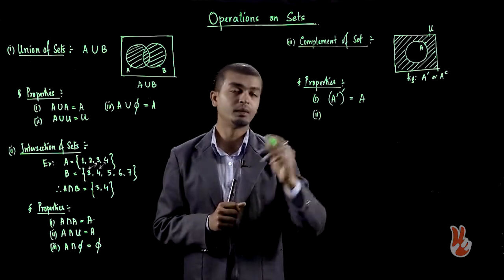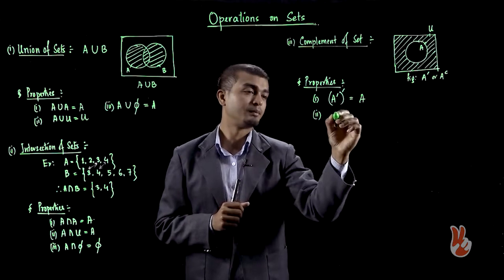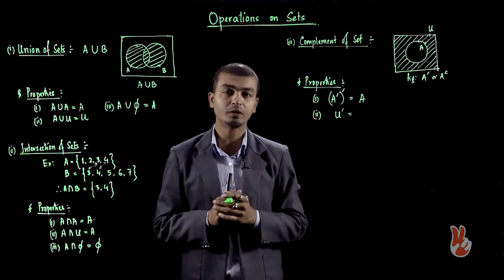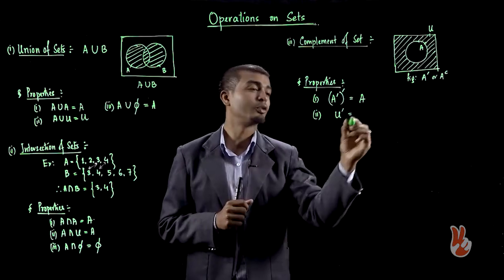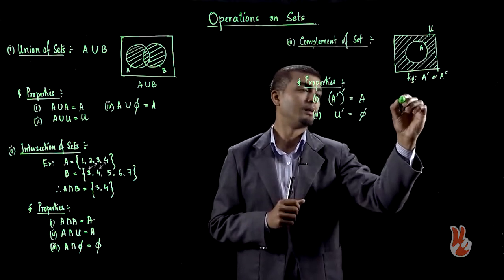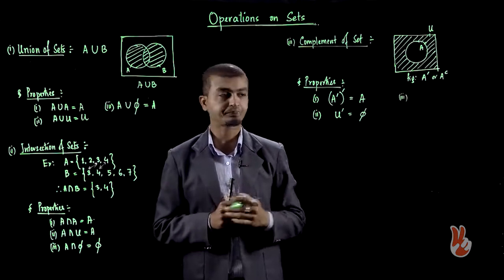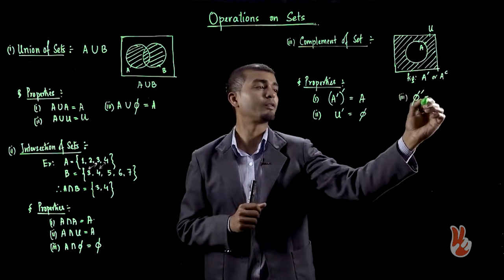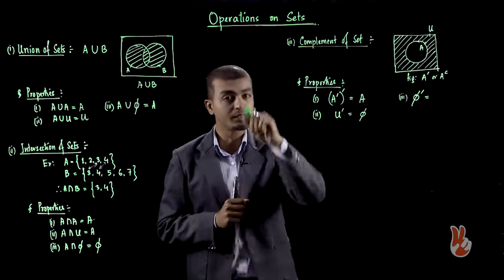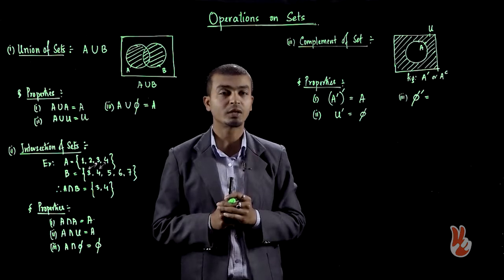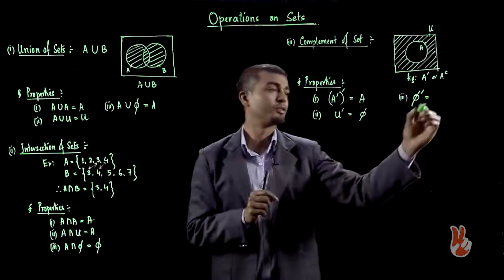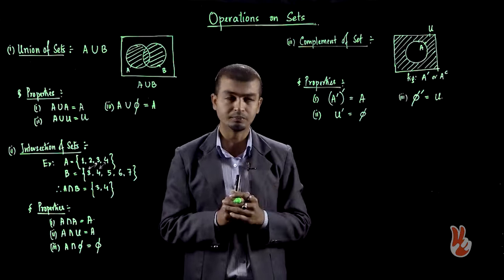Number 2, if I write the complement of the universal set, then there are no such elements which lie outside the universal set. So, it will obviously be phi. Then number 3, if I write the complement of the empty set, then it will obviously be the entire universal set, because the empty set has no element. So, the complement of phi will be the entire universal set, so it will be U.